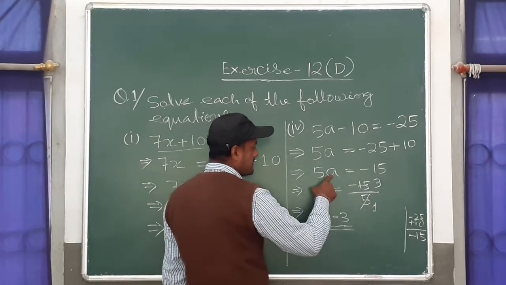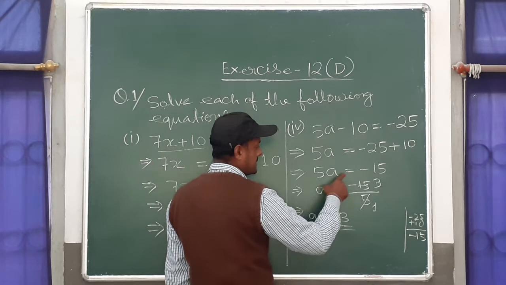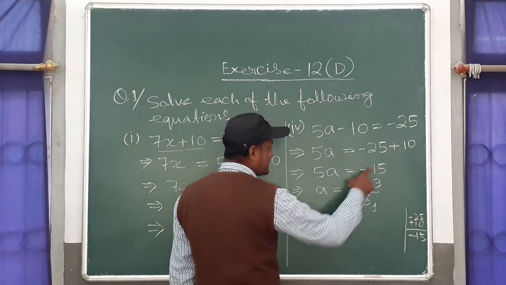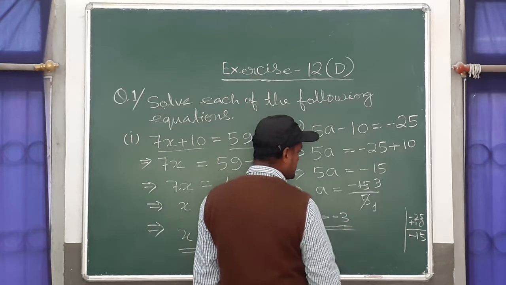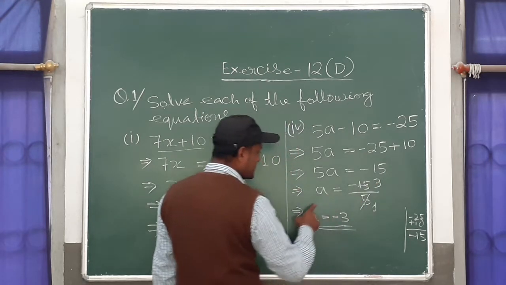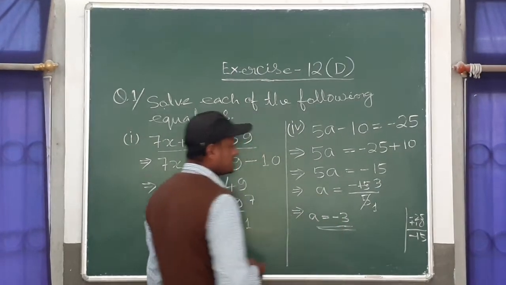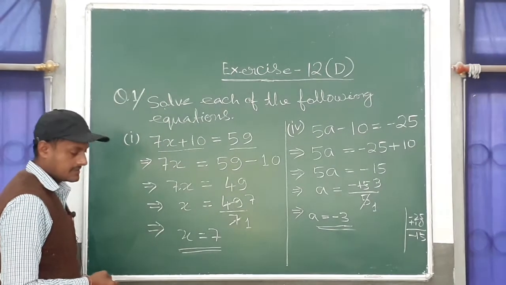Now I told you 5a means 5 into a. So when we will write a is equal to minus 15, this 5 will come down. 5 1 is 5, 5 3 is 15. So what we got, the value of a is equal to minus 3.